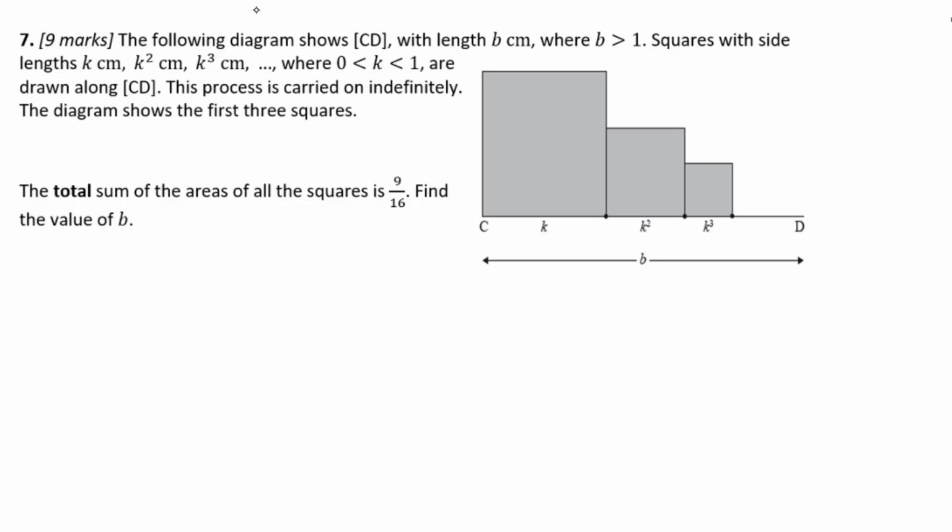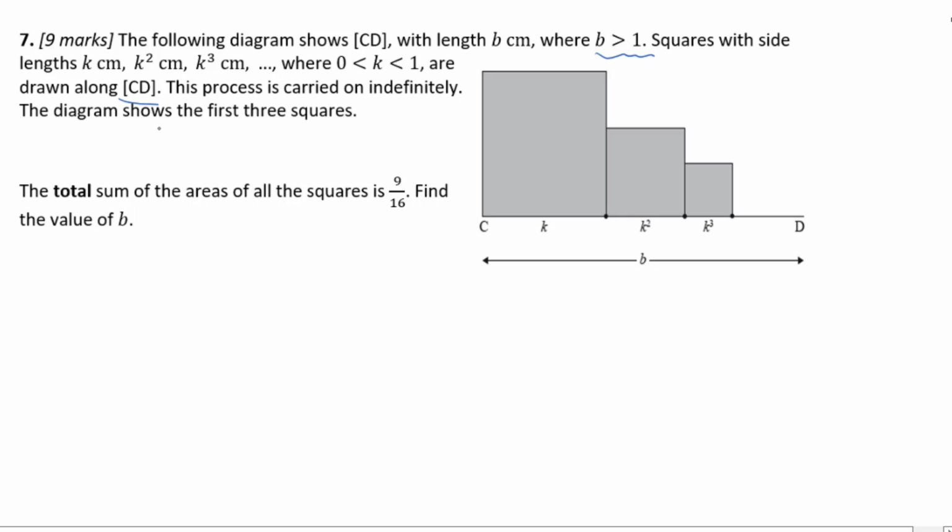Let's go to number 7. The following diagram shows CD with length b centimeters, where b is greater than 1. Squares with side lengths k centimeters, k squared centimeters, k to the third power centimeters, where k is greater than 0 and less than 1, are drawn along CD.